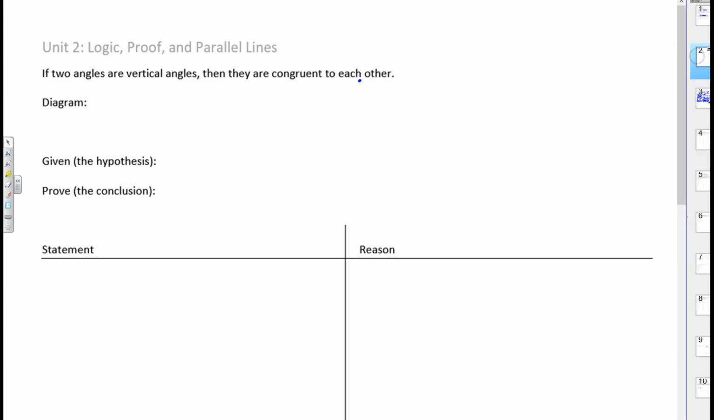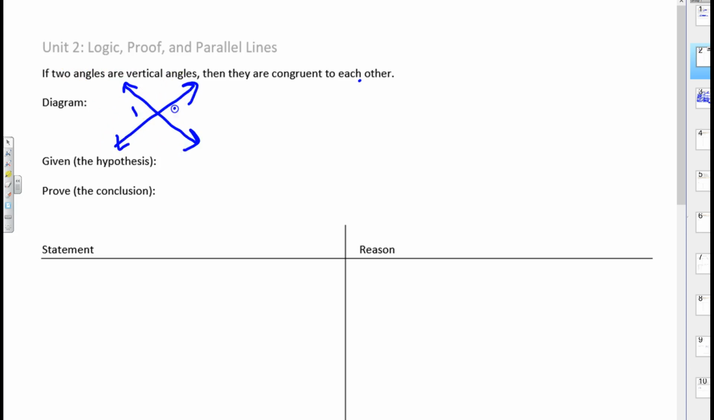So now I want to jump back and look at the vertical angles theorem. The reason we didn't do the vertical angles theorem first will become apparent as we go through. So let's quickly go through this proof together. If two angles are vertical angles, then they are congruent to each other. So I'm going to draw a diagram of a pair of vertical angles. So here's my pair of vertical angles.